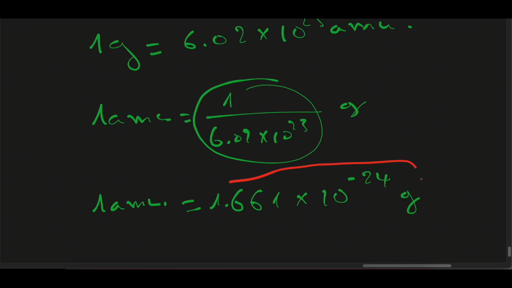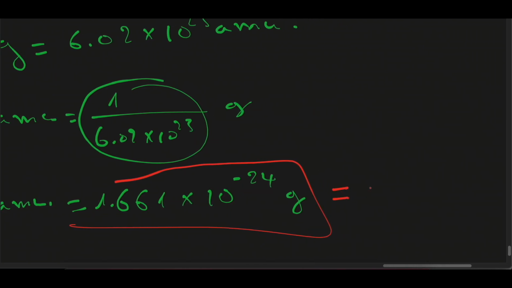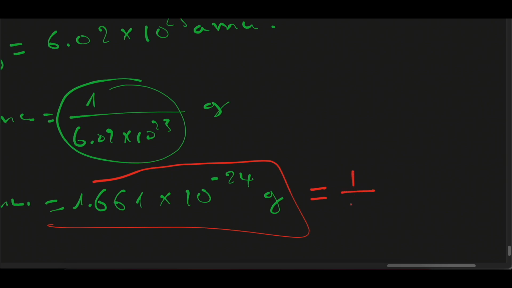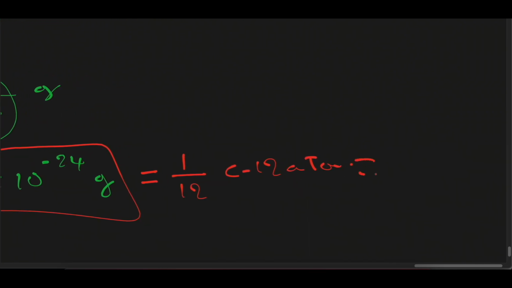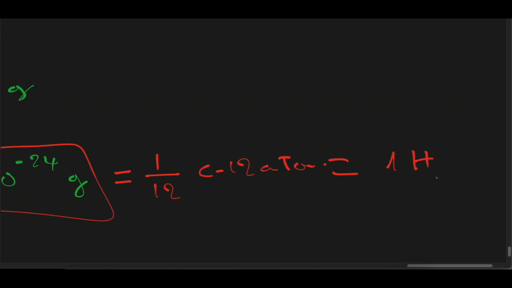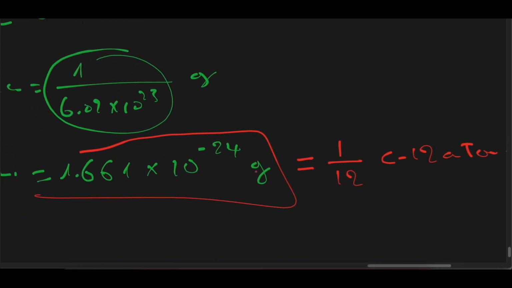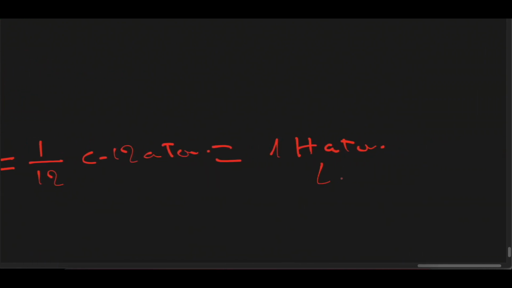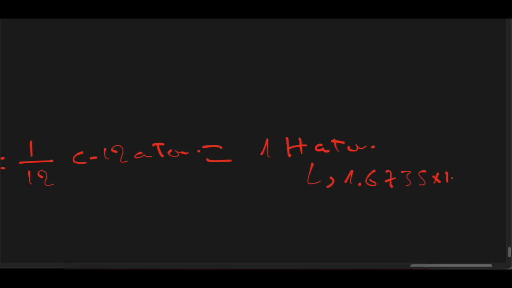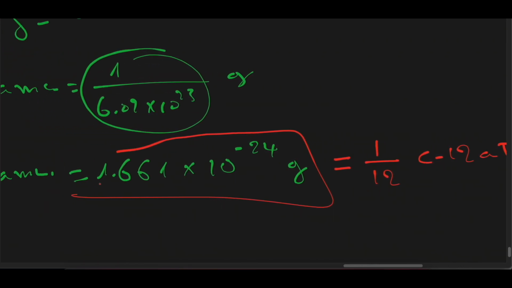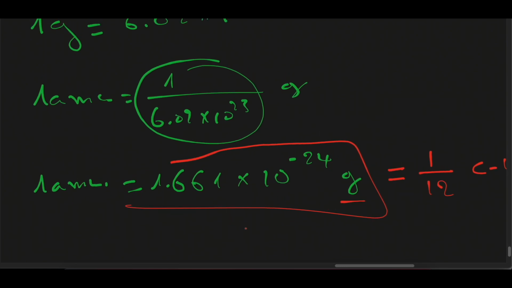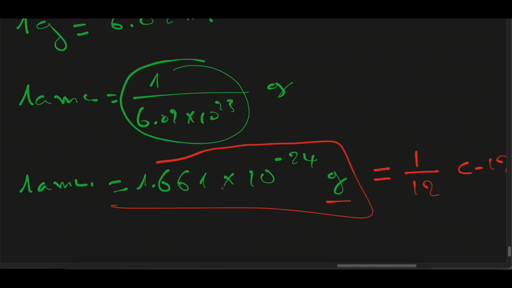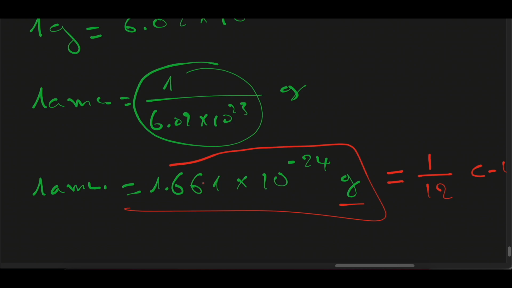And this mass represents one twelfth of the mass of a carbon-12 atom, which is almost equal to the mass of 1 hydrogen atom. The hydrogen atom has this mass, 1.6735 times 10 to the minus 24 grams. So we can see that 1 atomic mass unit has this mass. So it is the relationship between the atomic mass unit and the mass in grams, which is the mass of 1 proton or 1 hydrogen atom.